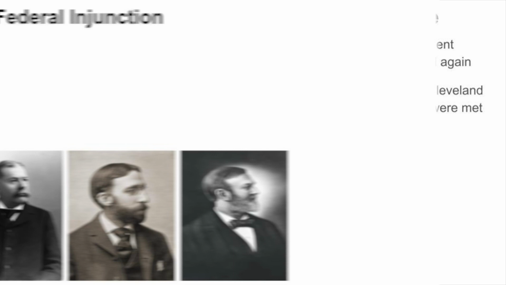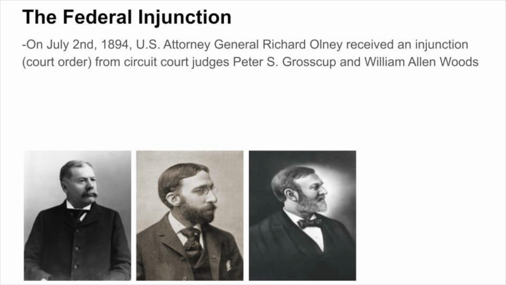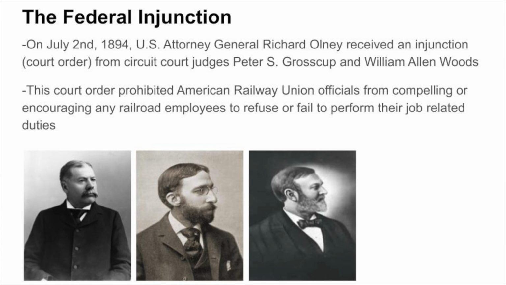On July 2, 1894, U.S. Attorney General Richard Olney received an injunction, or a court order, from Circuit Court judges Peter S. Grosskopf and William Allen Woods that prohibited American Railway Union officials from compelling or encouraging any railroad employees to refuse or fail to perform their job-related duties.